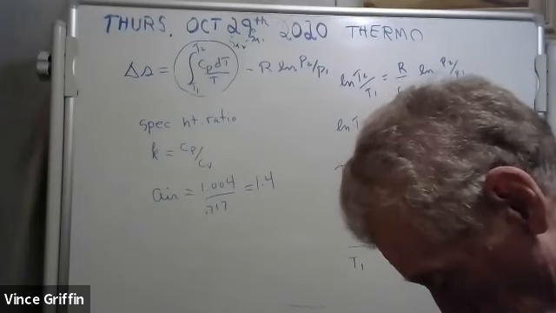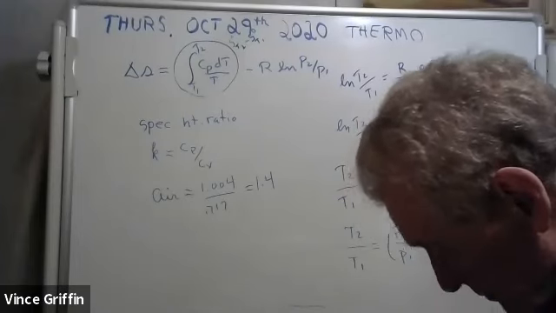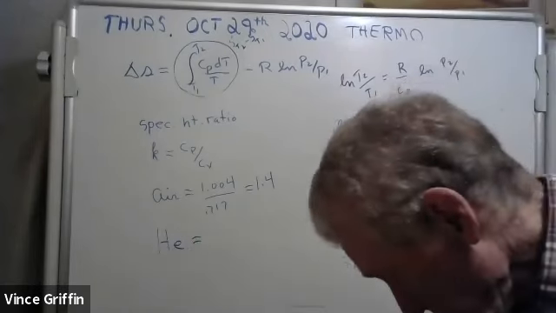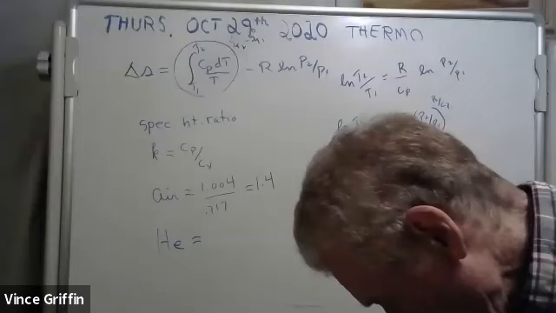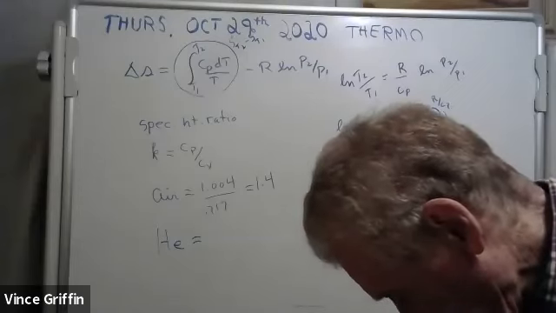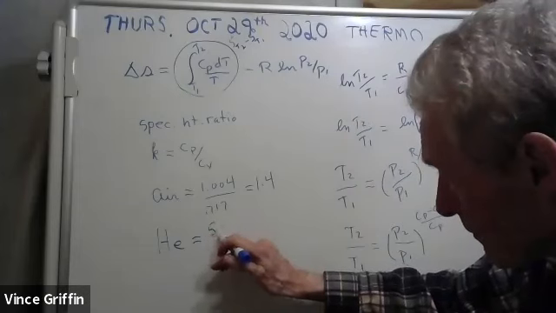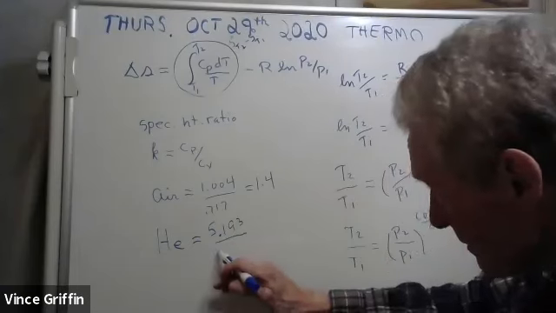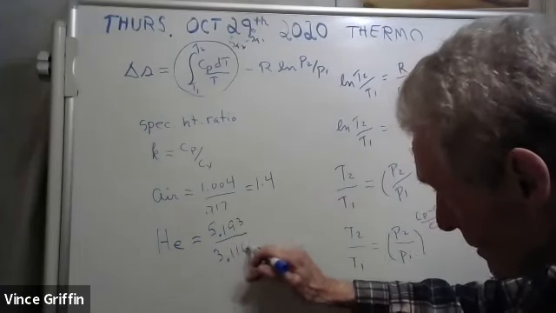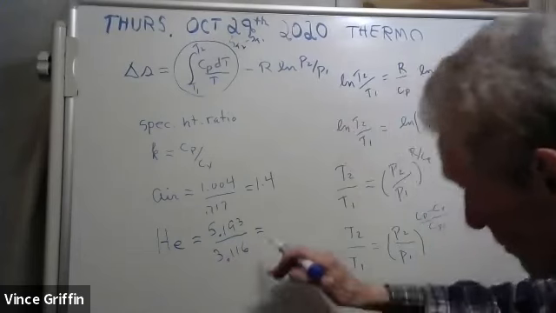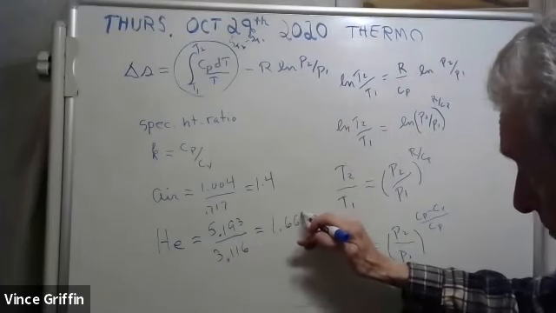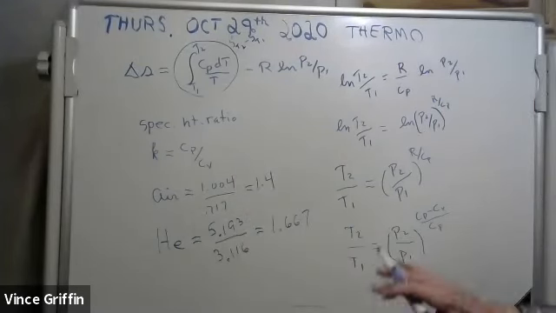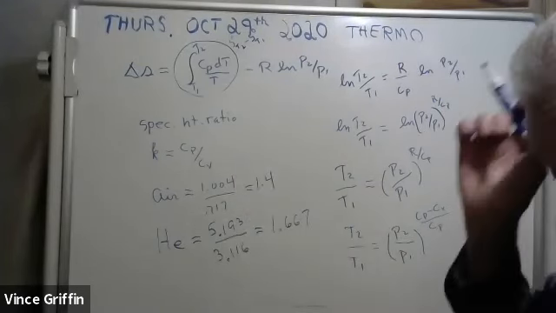Like, for instance, helium is 5.193 divided by 3.116, and they said the specific heat ratio is 1.667. And you can look up whatever you want. Okay, now back to this. Let's finish off what we were doing.